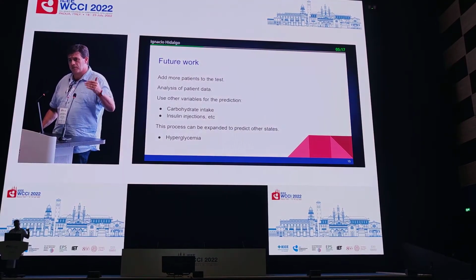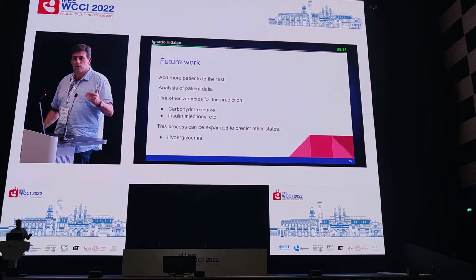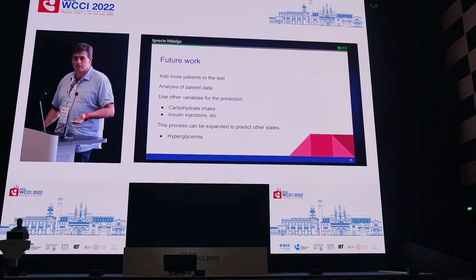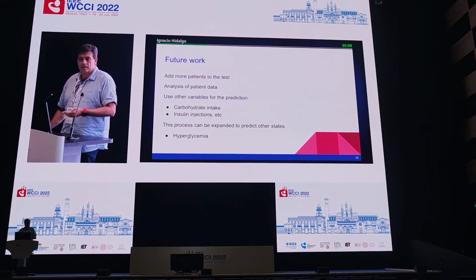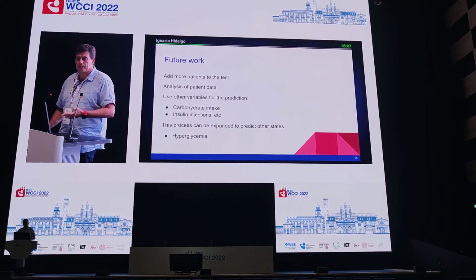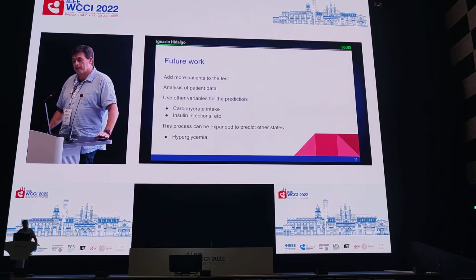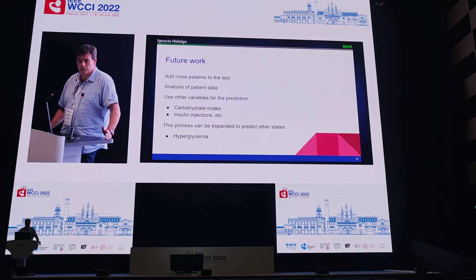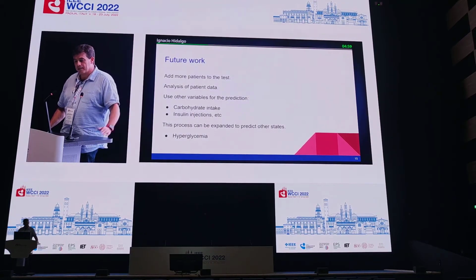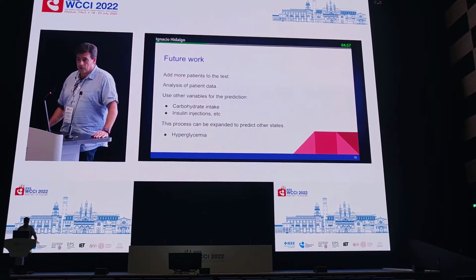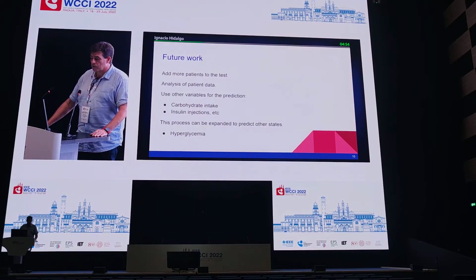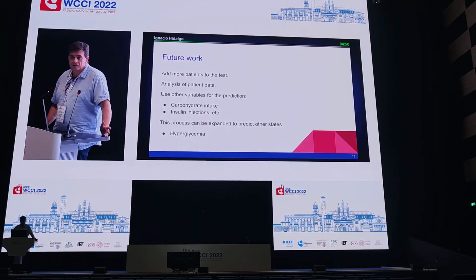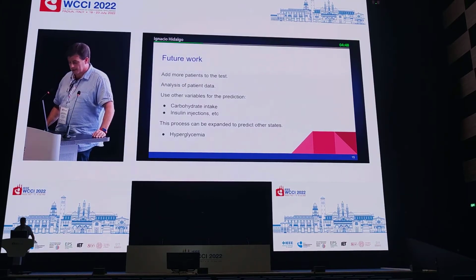This first approximation was intended to avoid information that is difficult to evaluate at the time of prediction, such as carbohydrate and insulin injections. But we are now including this information we collected in the past in the models. Of course, we are also working to predict other states, for instance hyperglycemia, which can be treated in a very similar way.